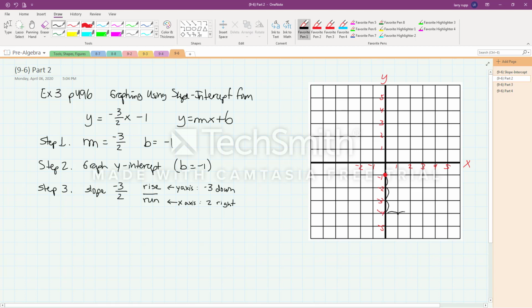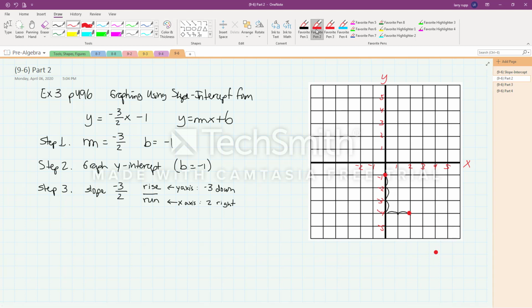1, 2. So there is our second point. Now if we had enough space, we could do this again. We could go from this point, we could go 3 down: 1, 2, 3, and then we could go over 2: 1, 2, and have a third point right there. It's not on the graph, but you get the idea.